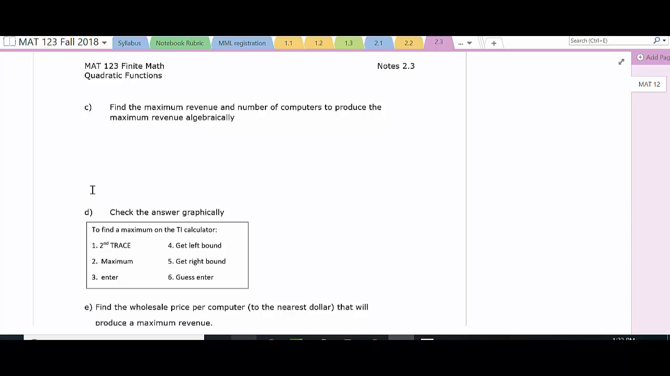Now when it asks for right bound, use your cursor key so that you get on the right side of that. So I'm going to get on the right side of that. I'm going to press enter. So left bound, enter, right bound, enter. It says guess, press enter.